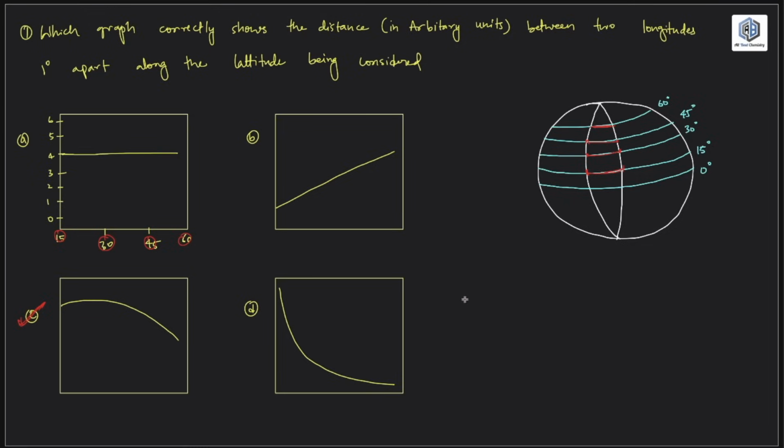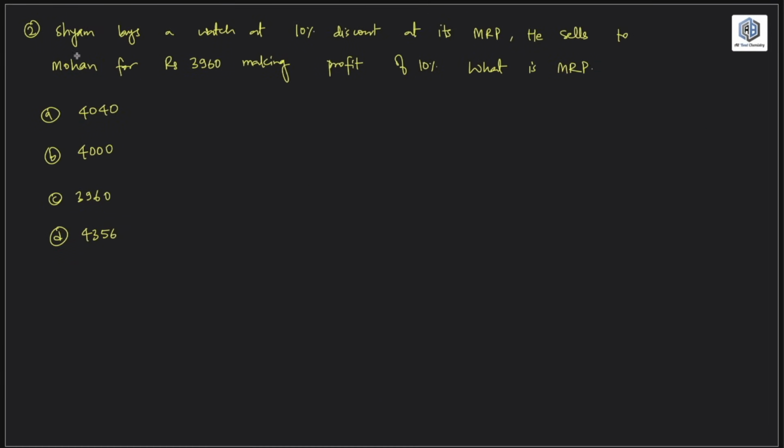If you have done it correctly, good, fine. Let's take the next question. It says that Shyam buys a watch at a 10% discount on its MRP. He sells it to Mohan for rupees 3960, making a profit of 10%. What is the MRP of it? For this, let us consider a few things. Let the MRP of the watch be X rupees.